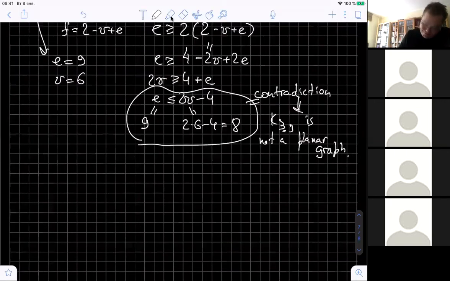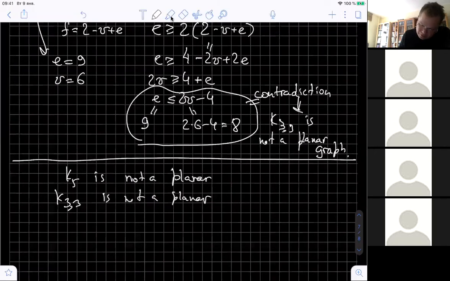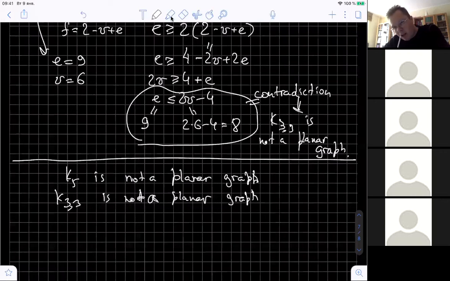So we proved that K5 is not planar. And we proved that K33 is not a planar graph either. So the algorithm is to find the minimum number of edges to make a cycle in the graph. Then we can substitute it into this inequality to figure out whether it's a planar graph or not. Something like that.